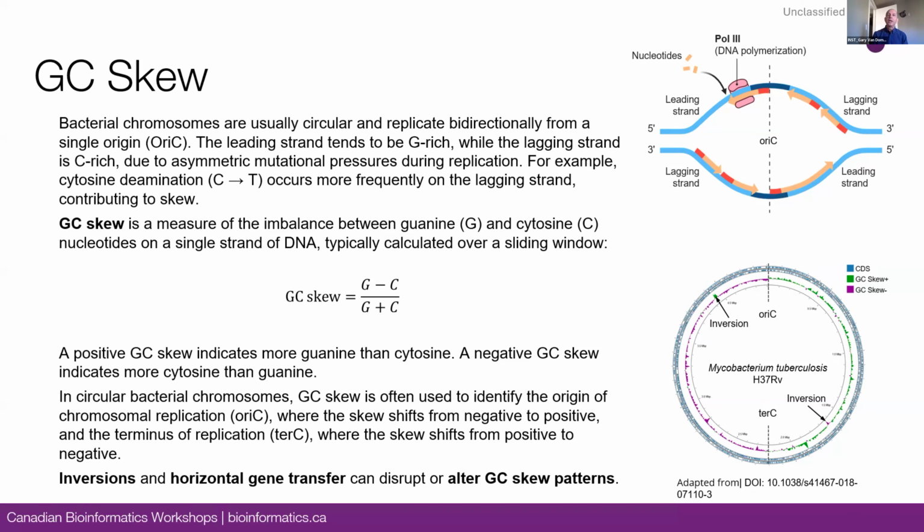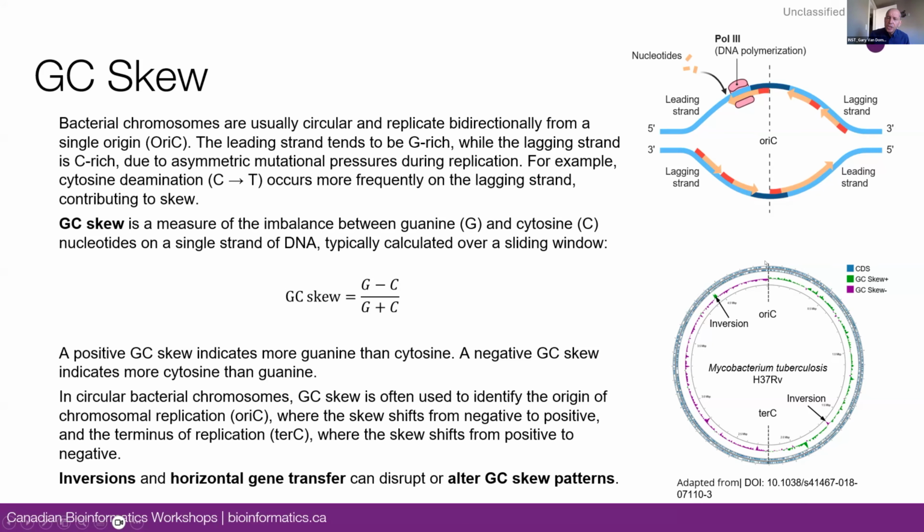Also, the lagging strand spends more time in a single-stranded state than the leading strand, and single-stranded DNA is more prone to chemical attack than double-stranded. So when it's in a single-stranded mode, that means that the C is more sensitive to enzymatic degradation, to cytosine deamination. Anyways, the reason why I'm going into all of this is because GC skew is also a signal for identifying possible horizontal gene transfer, but it can also identify the origin of chromosomal replication, because you'll see a switch from the leading strand versus the lagging strand.